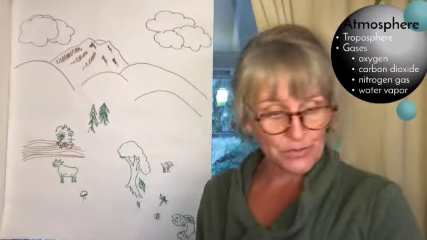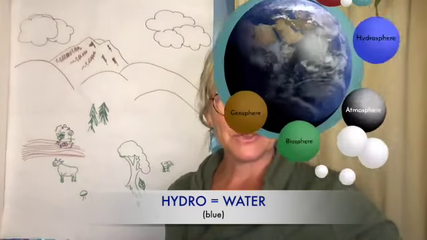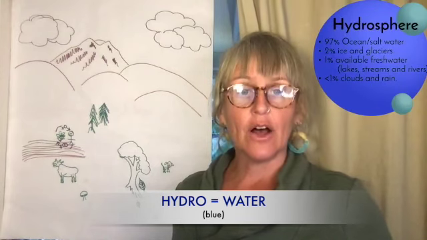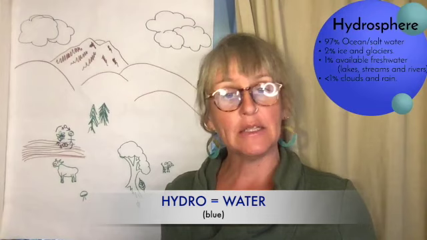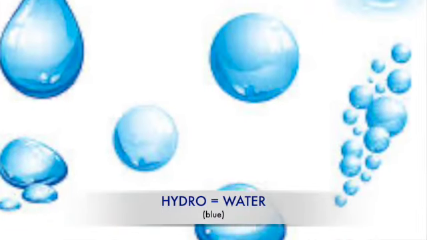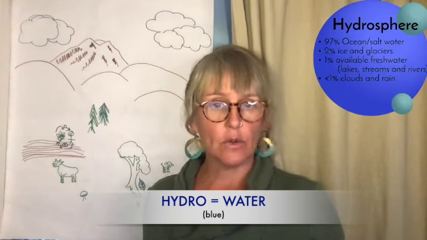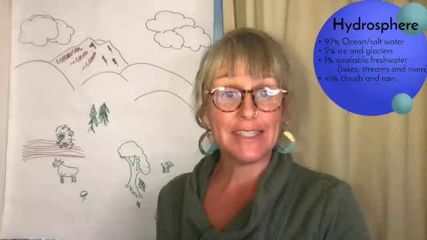Now let's look at the hydrosphere. Please find your blue marker for the hydrosphere. The hydrosphere is all of the water on the earth. Hydro means water. Can you please say that with me? Hydro means water. Now, the hydrosphere is mostly fresh or salt water. What do you think? If you said salt water, that's right.